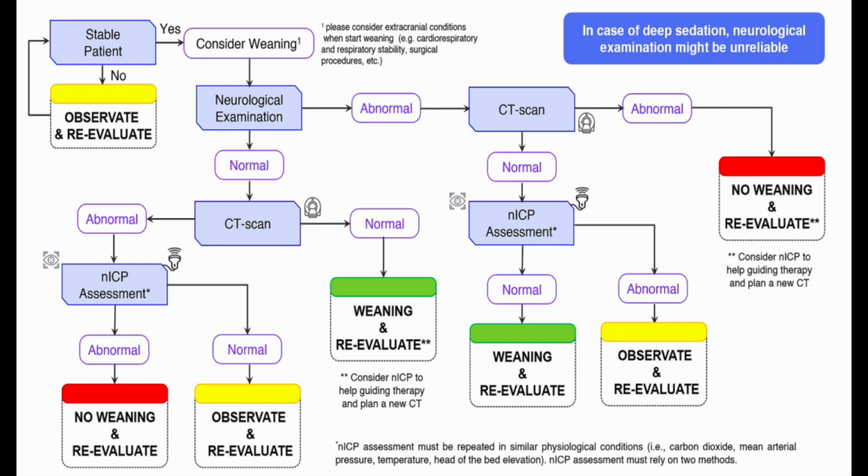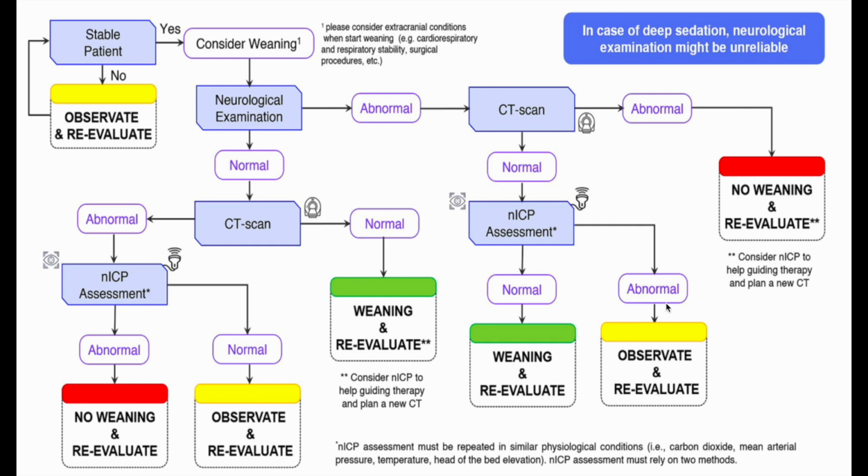Finally, the algorithm is on the de-escalation when the CT is available. Similarly, if the patient is unstable, then you continue with your management. If you find stability, you will go for a neurological assessment. If it is abnormal, then you go for a CT. Either way, you go for a CT scan. If the CT scan comes out to be abnormal, obviously there is no weaning. If the CT comes out to be normal, then you go for nICP assessment.